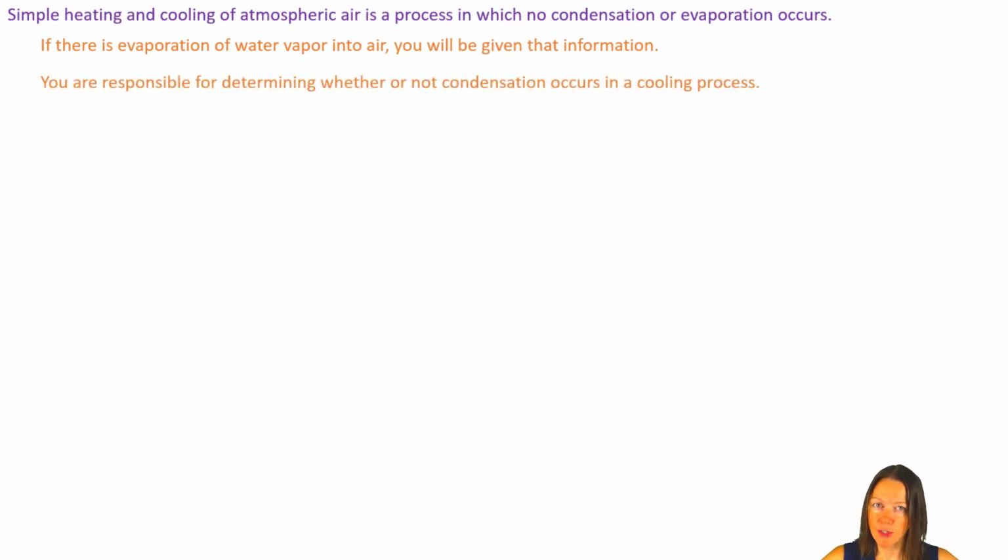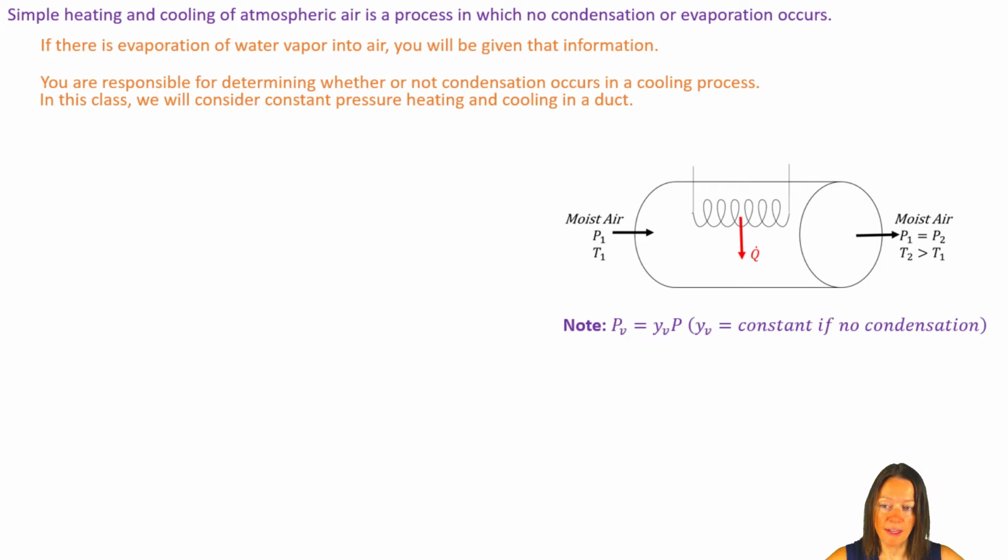But for condensation, you need to be able to tell whether or not you have it. And I say here that it's just in a cooling process. You'll see why I don't also say heating process in just a second. In this class, we'll consider the very common scenario of relatively constant pressure heating and cooling in ductwork. With that being said, if you don't have any condensation, your mole fraction doesn't change, and if your pressure does not change as well, then your partial pressure is constant as well.